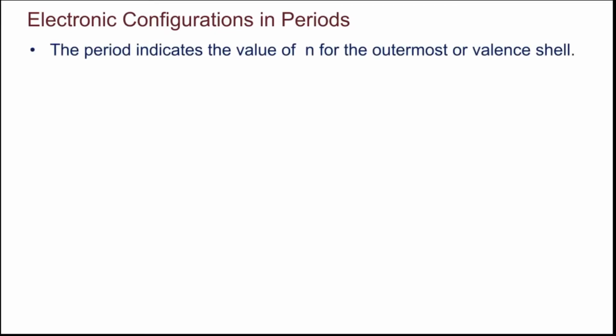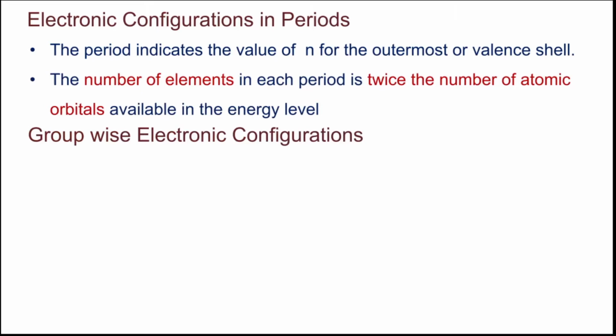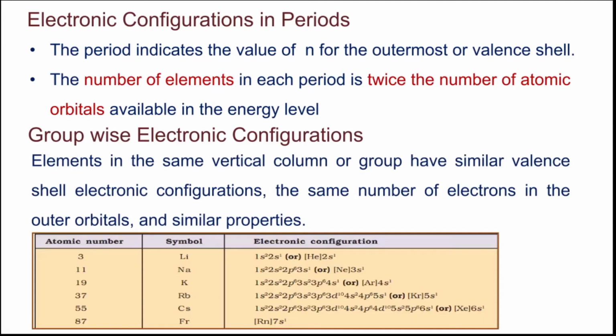The period indicates the value of n for the outermost or valence shell. The number of elements in each period is twice the number of atomic orbitals available in the energy level. Let us study group-wise electronic configurations. Elements in the same vertical column or group have similar valence shell electronic configurations, the same number of electrons in the outer orbitals, and similar properties.